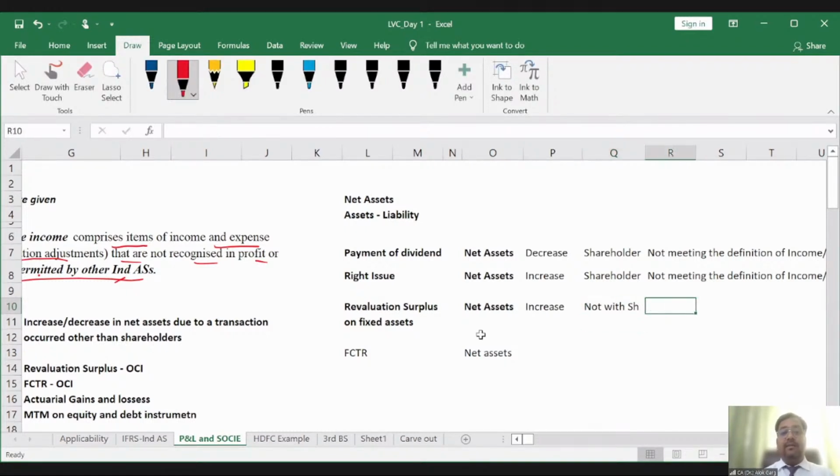So guys, income and expenses are an increase or decrease in net assets due to a transaction happening with a party other than the shareholder. So this transaction is other than the shareholder. This is meeting the definition of income. Yes.